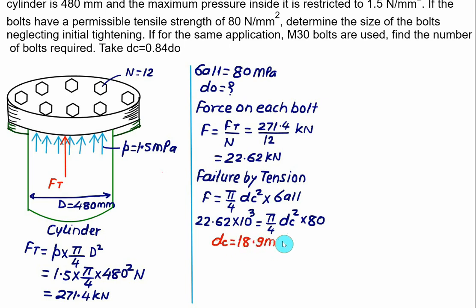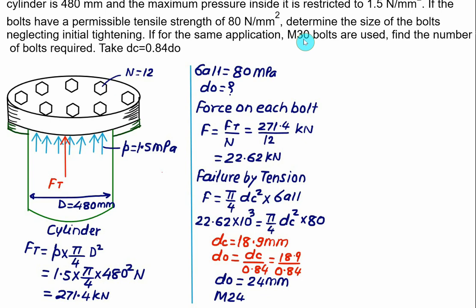And we have given the relation between dc and the outer diameter. So we have the outer diameter or the nominal diameter equal to the root diameter divided by 0.84. That is we have 18.9 divided by 0.84. So the nominal diameter DO will come approximately equal to 24 mm. Hence we have to select the bolt M24. M24 means that we have to select the nominal diameter equal to 24 mm.